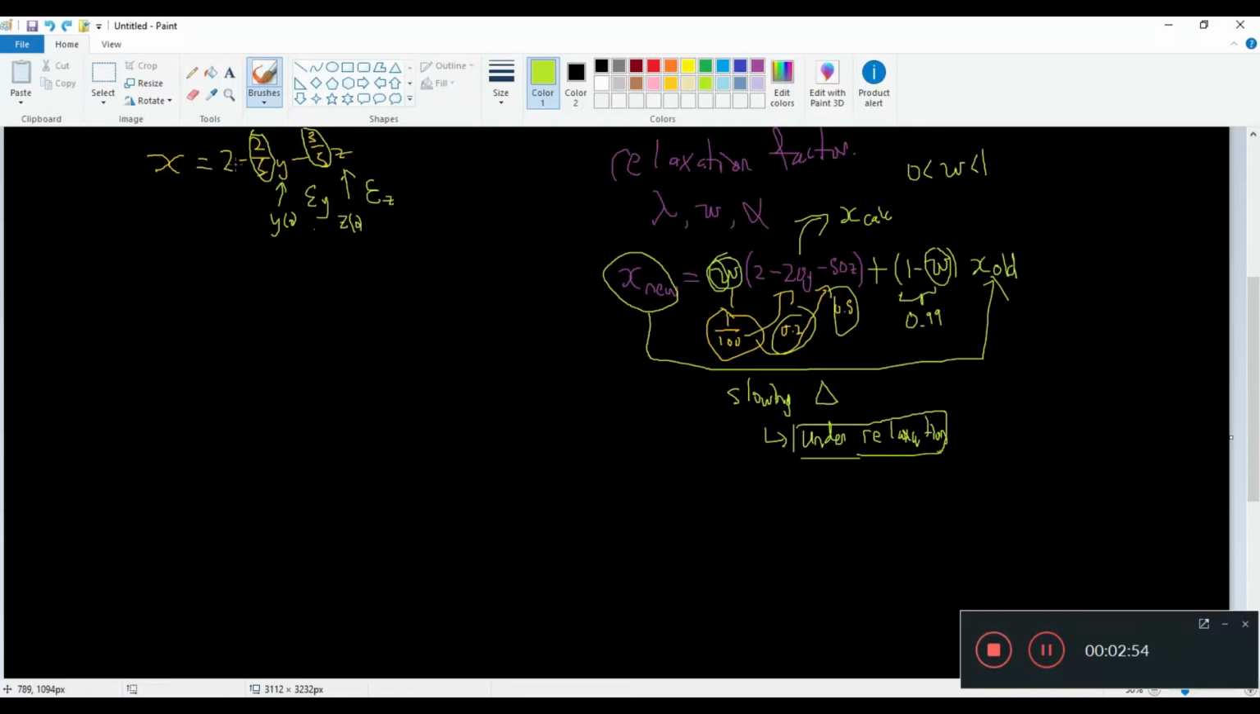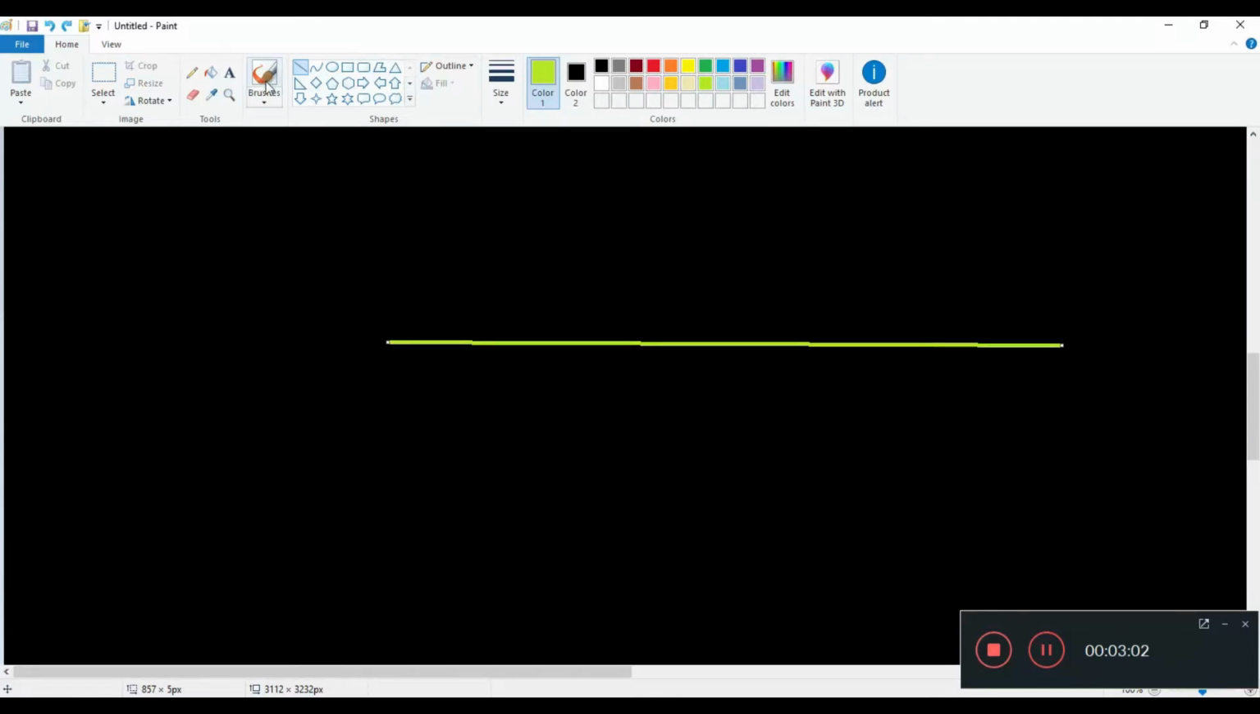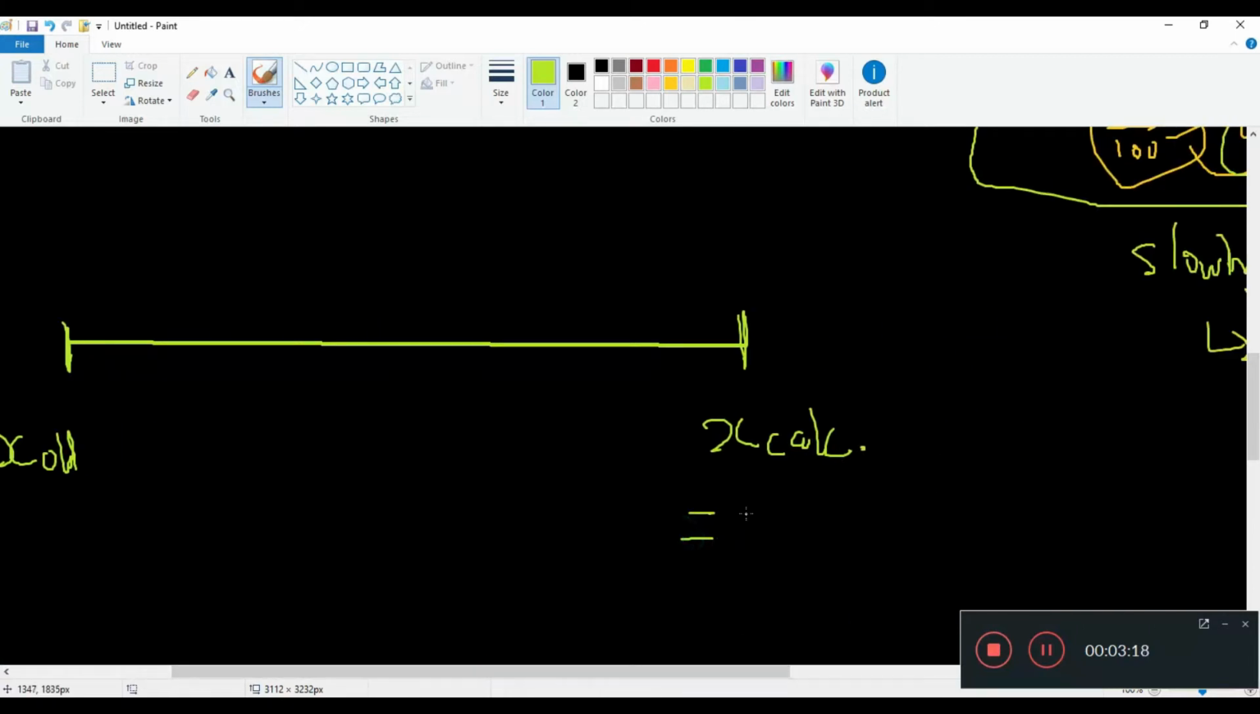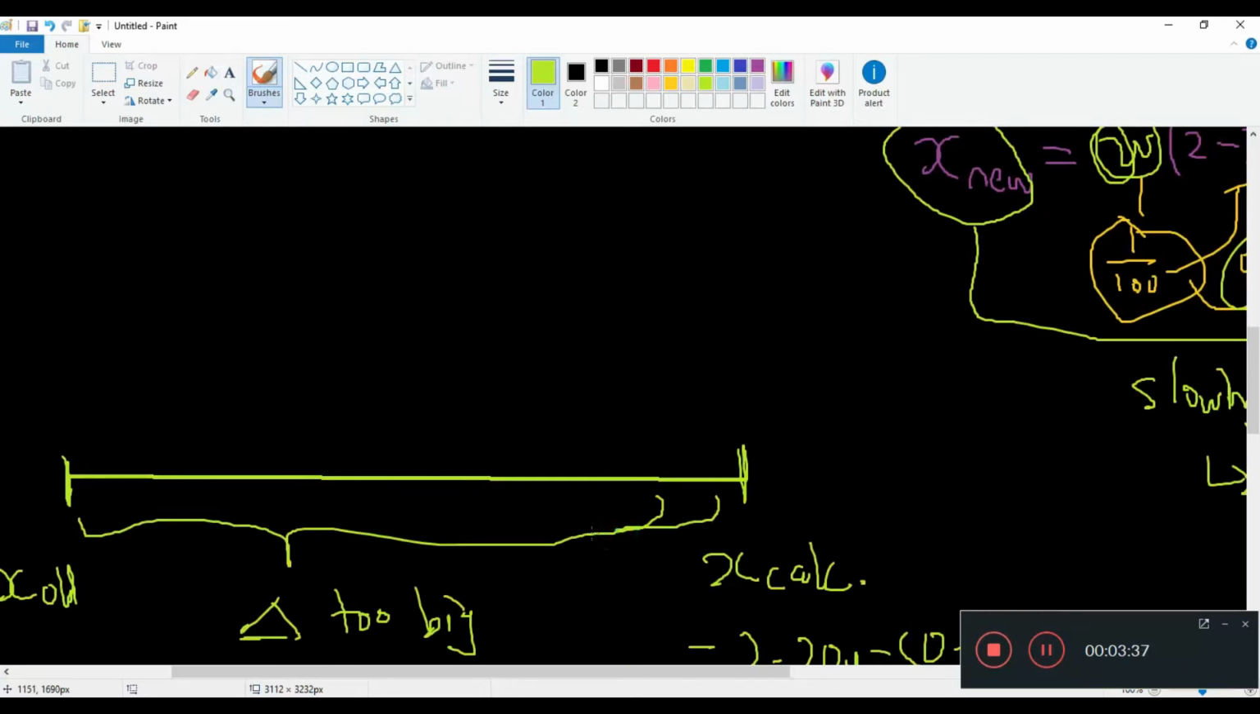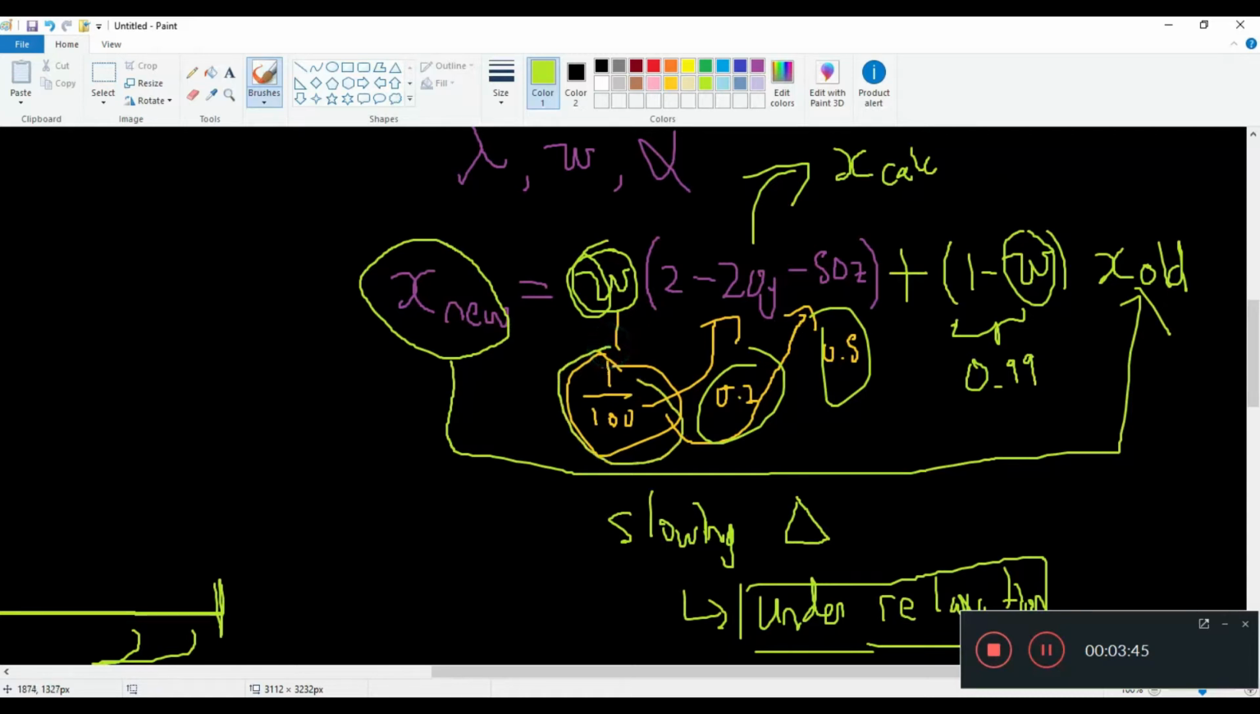So what does this relaxation do visually? Let's say you take a line, and the first part of this line is x old, and this is where x calc is, where x calc equals, let's say, 2 minus 20y minus 50z. Very easy numbers to remember, right? Between x old and x calc, if this difference is too big, you have this problem of the error multiplying. So what the relaxation factor does is, when you apply 1 over 100, you then add 0.99 times the x old.